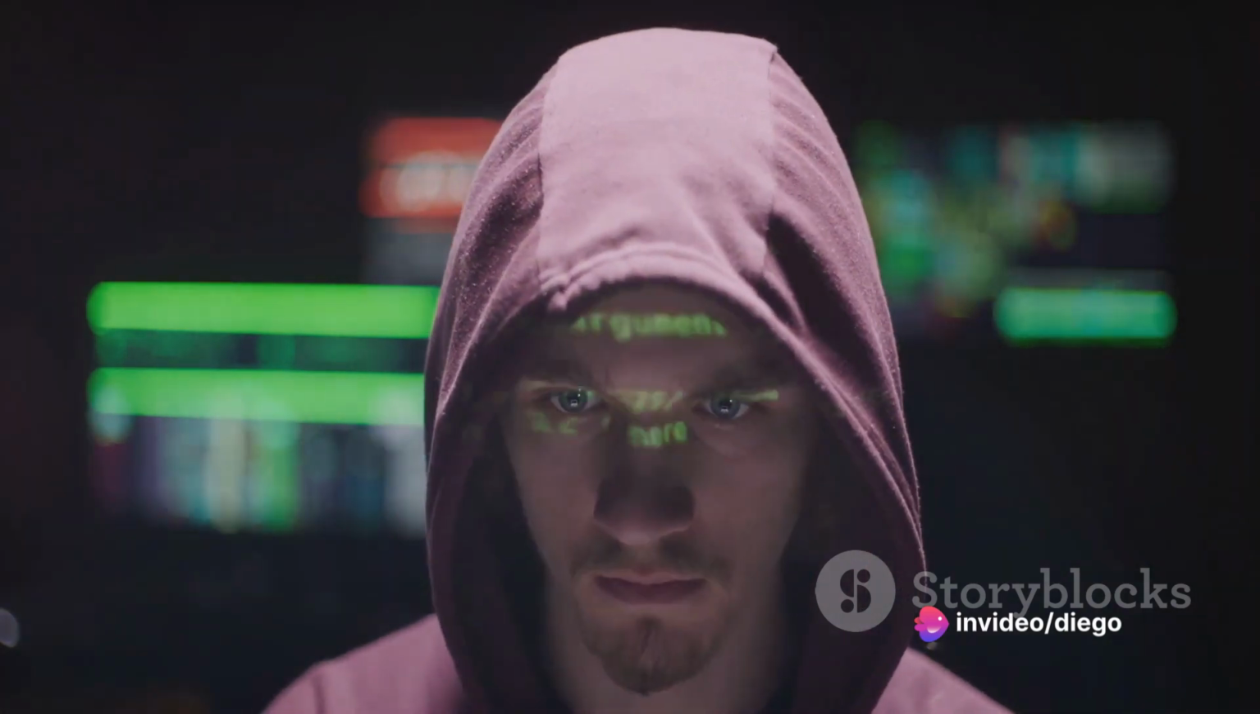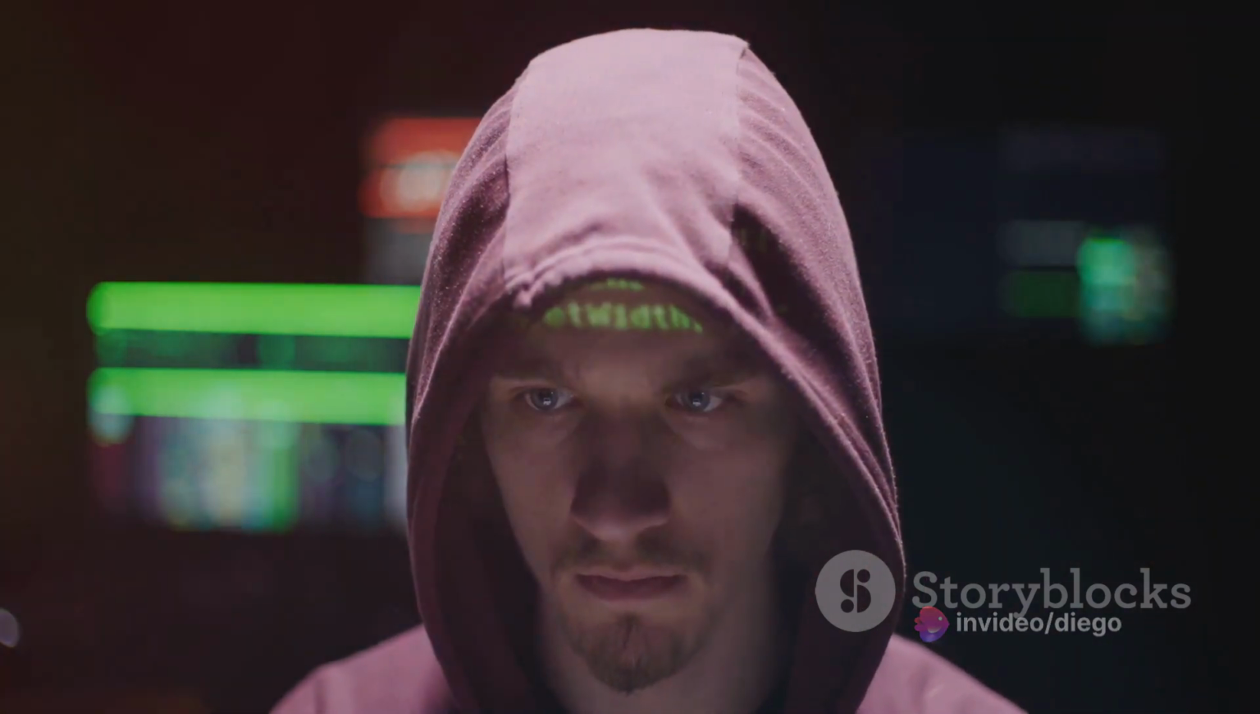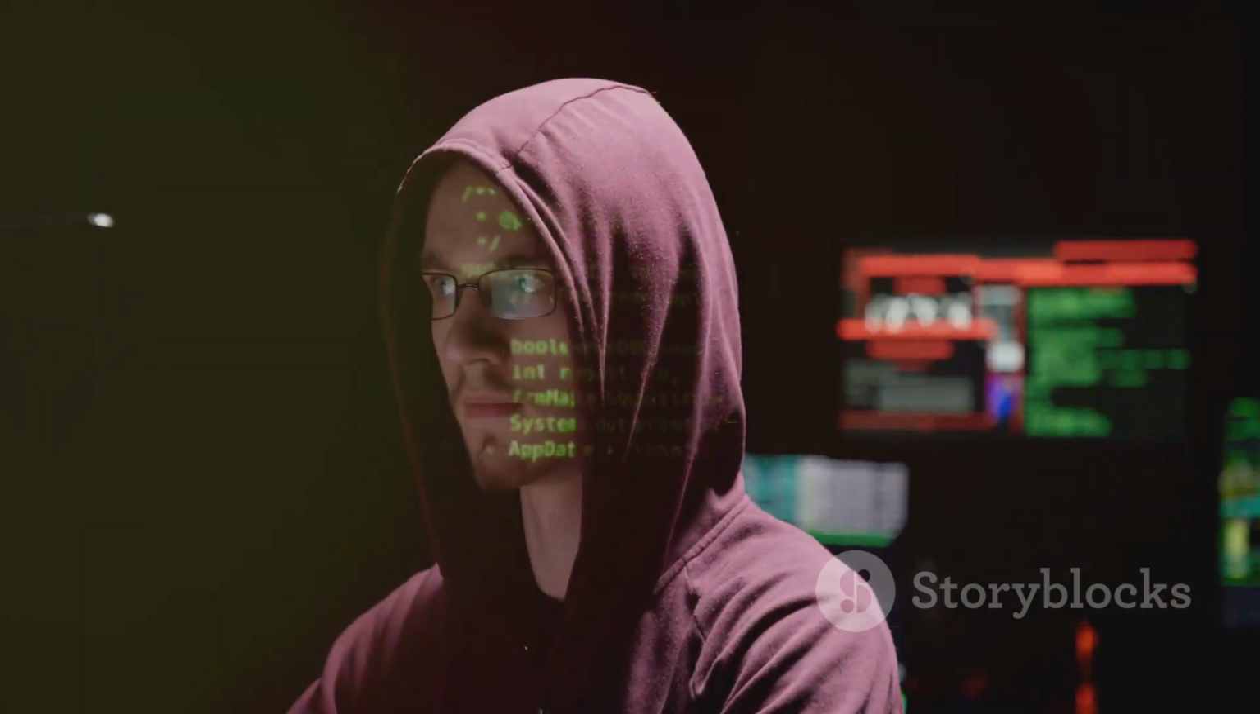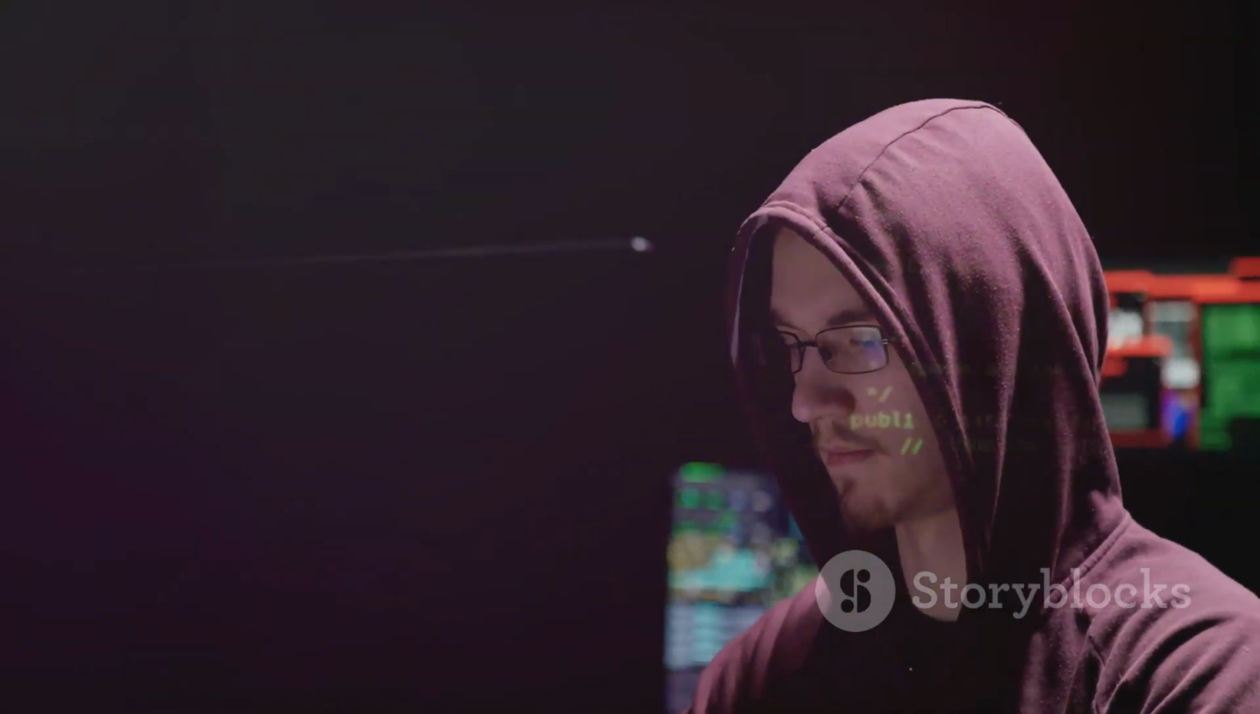Cybersecurity isn't just about preventing attacks, it's about understanding how they work and staying one step ahead. So stay sharp, stay vigilant, and remember, even the most innocuous of tools can harbor the most significant threats.